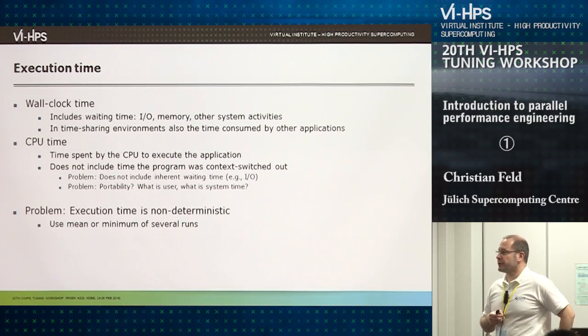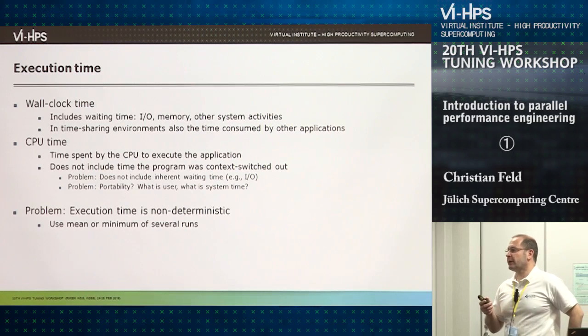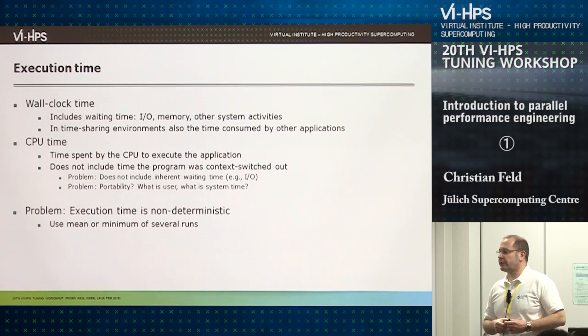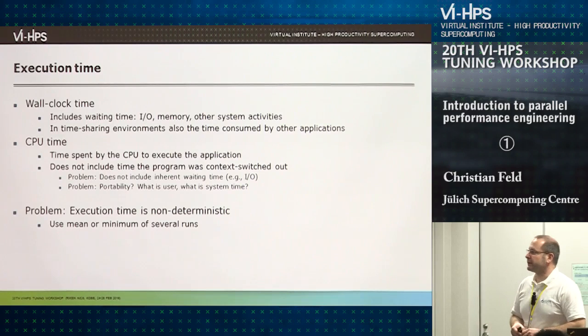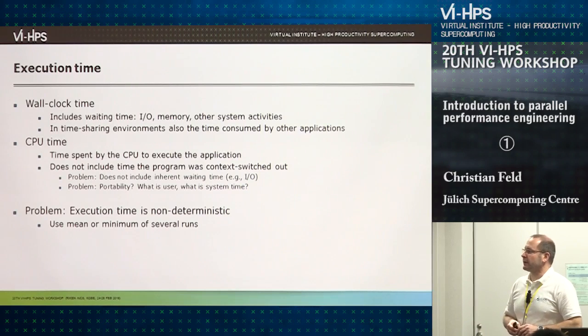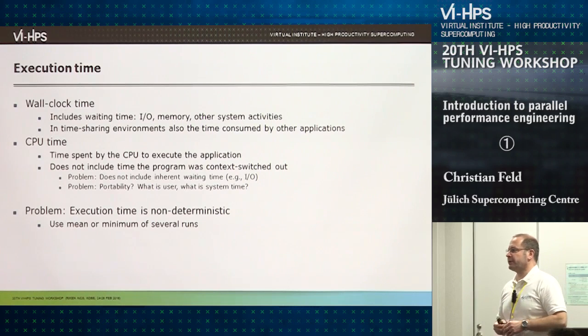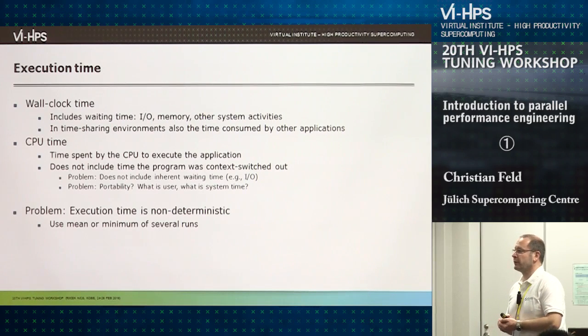So the execution time of a function, for example, you can think of two ways to measure this. If we enter a function, we could look at our watch and say, okay, it's now 10 o'clock, and then when the function is finished, we look again at our watch and take the time duration. This is the wall clock time, and this is what most of the performance tools work with.